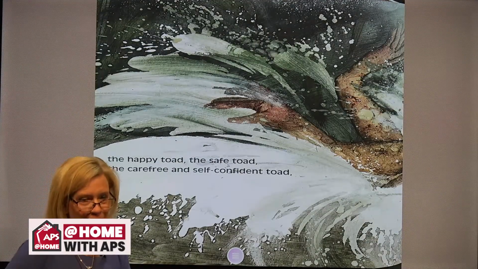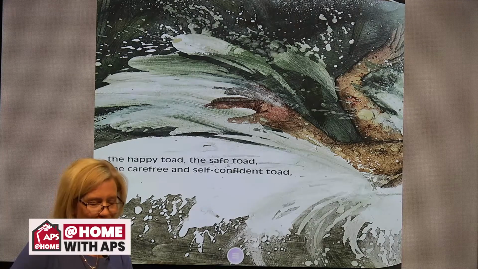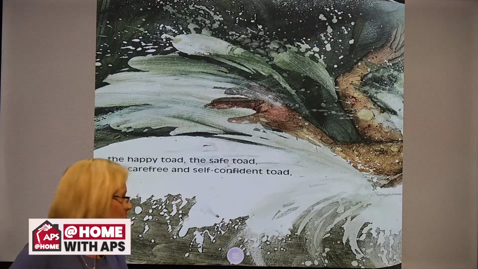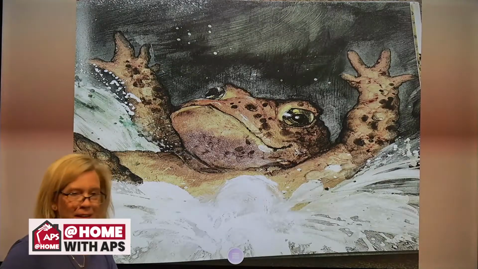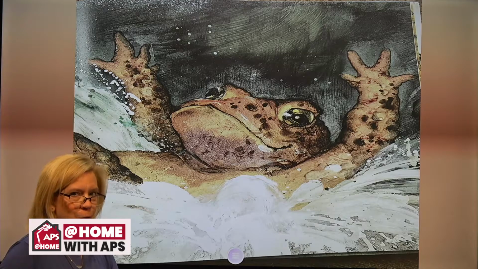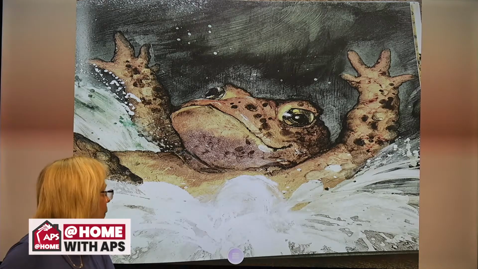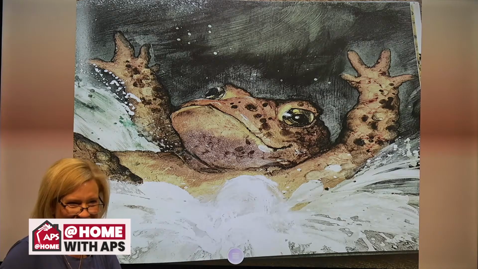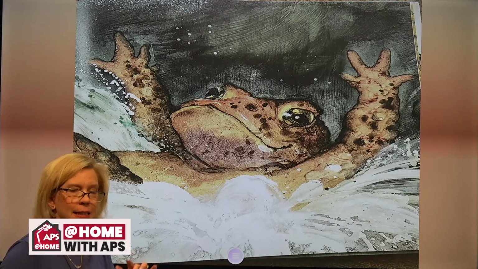The happy toad, the safe toad, the carefree and self-confident toad. Look at our little guy. You know what? I didn't think he was cute before, but boy, he sure looks cute right now, doesn't he? His little hands. I just want to tickle his little belly.